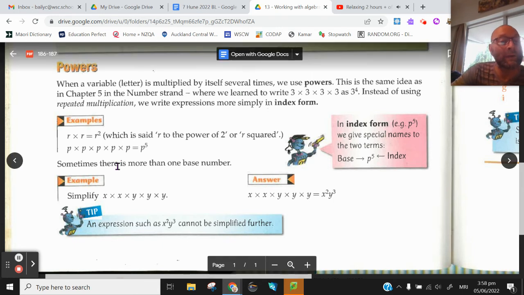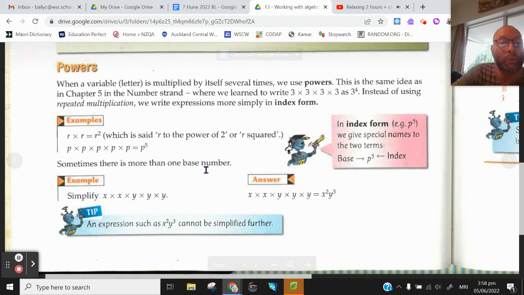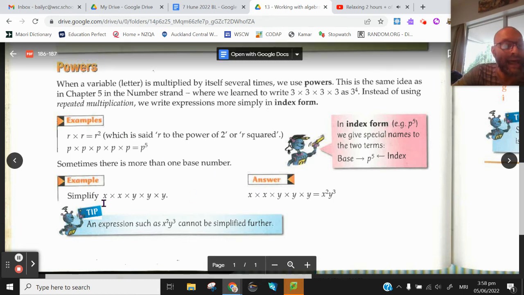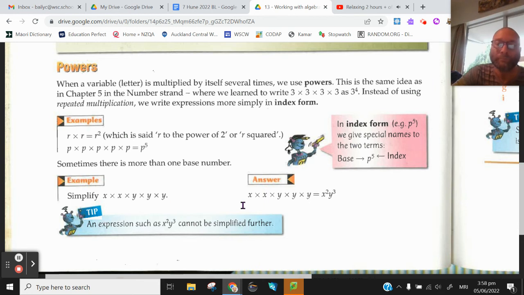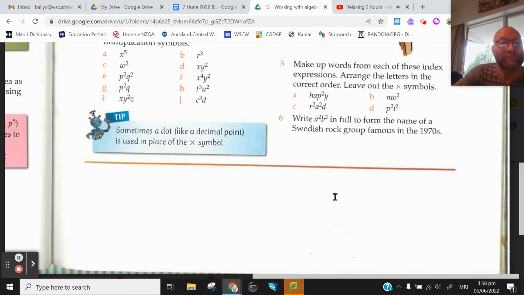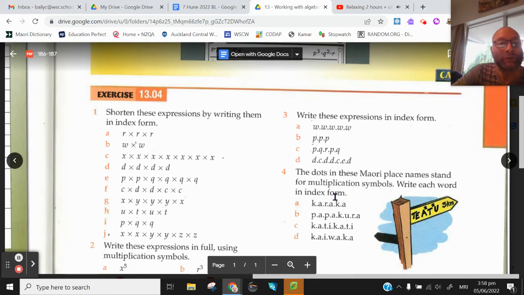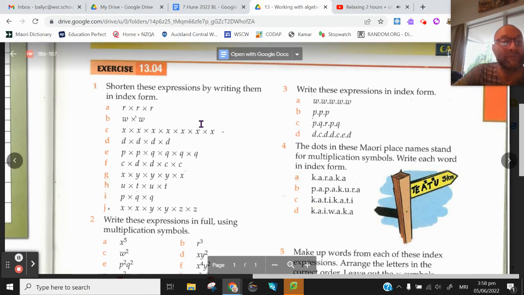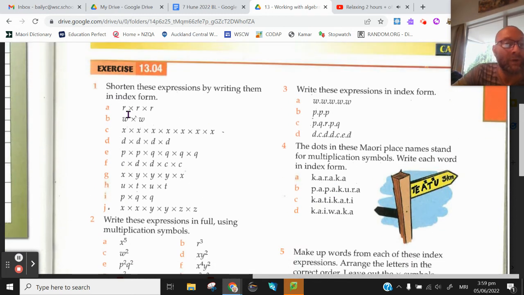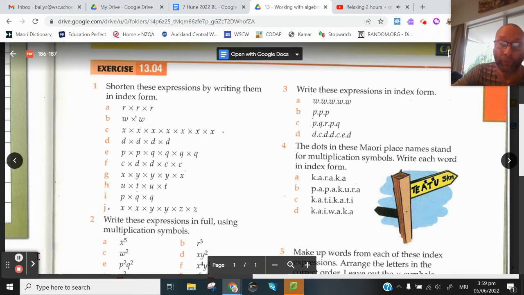Now, one thing we're going to be learning now is that sometimes there is more than one base number. Here we have x times y times y times y. X times x gives us x to the power 2, and y times y times y is y to the power 3, and this cannot be simplified any further. And we are now ready to try exercises 1304. One example we can do is r times r times r will be r to the power 3.